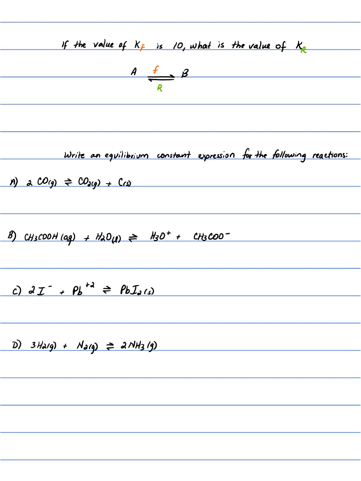So in the first reaction you have 2CO going to CO2, carbon dioxide plus carbon. Now the physical states are important. Remember that in your equilibrium constant expression, you're not writing down concentrations for solids or liquids. So the numerical value for your equilibrium constant is independent of the concentrations for pure solids or pure liquids. So I'm going to write down the first one and then you can do the other three.